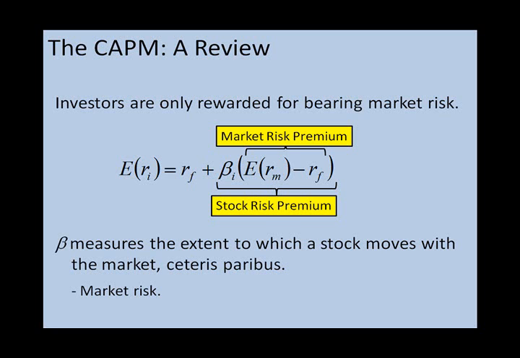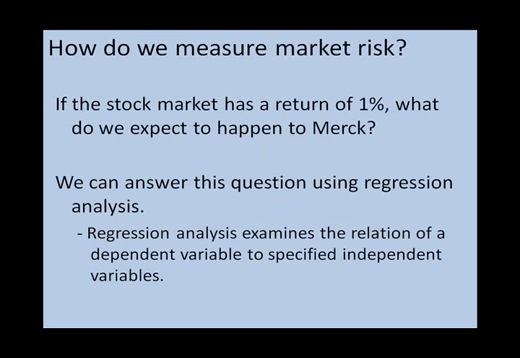So far, we've talked about beta as a measure of market risk, but we haven't discussed how you would measure market risk. If the stock market has a return of 1%, what would we expect to happen to the return of Merck? We can actually answer this question using something called regression analysis. And regression analysis examines the relation between a dependent variable and an independent variable, or independent variables.